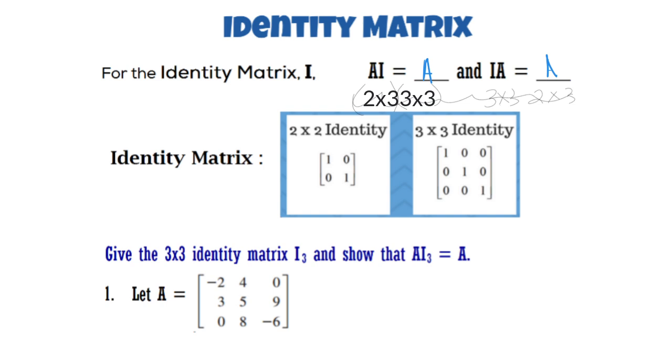All right, let's look at this example I have. It says, given the 3 by 3 identity, give the 3 by 3 identity matrix I3. So this means identity, and this means it's a 3 by 3. Show that matrix A times that identity matrix would still get us matrix A. All right, so here's matrix A. It's a square matrix, a 3 by 3. Next to it, I'm going to put the identity matrix that has the ones down the main diagonal.